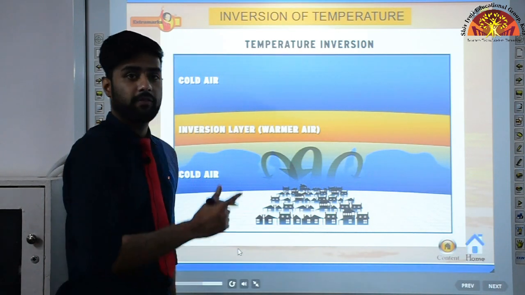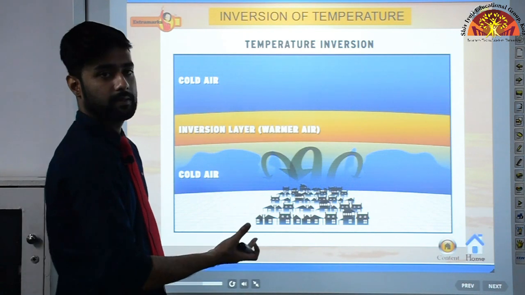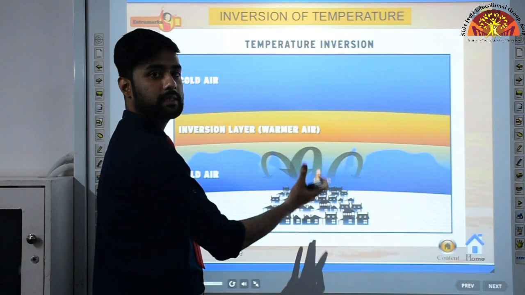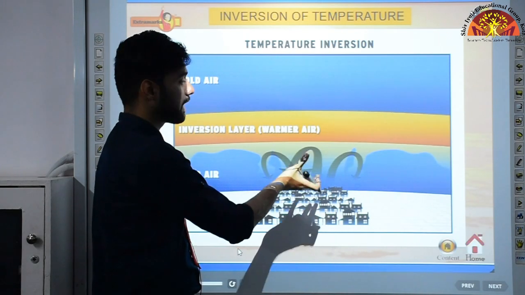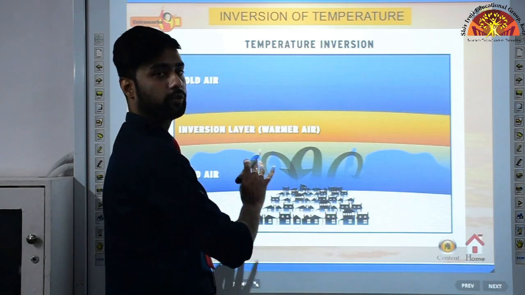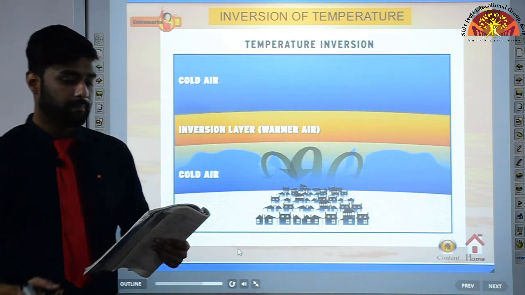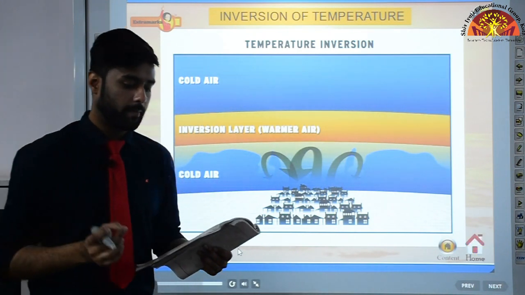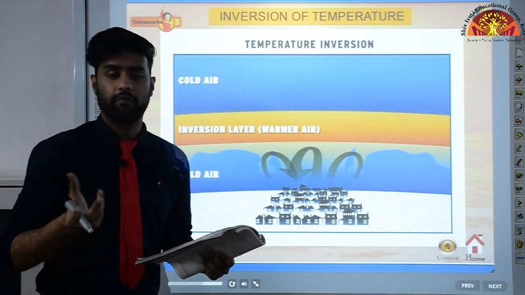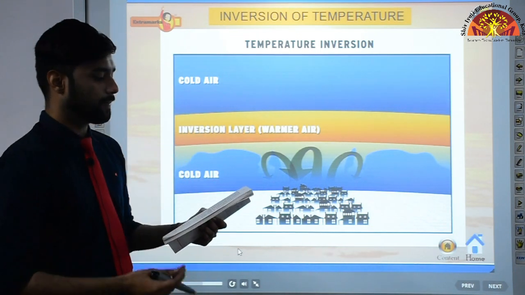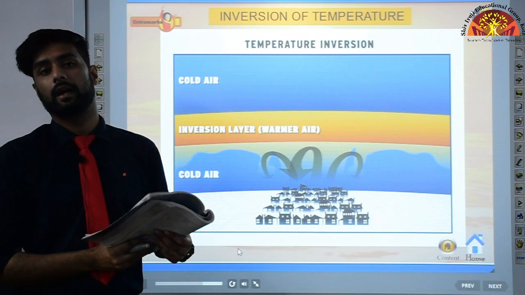But what will happen when the day comes? Again, when the day comes, what will happen? The earth will start absorbing heat, it will start rising up, the heat will start rising up and the fog and the dews will disappear. Okay, dense fogs in the morning are common occurrences, especially during the winter season. This inversion commonly lasts for a few hours until the sun comes up and warms the earth.